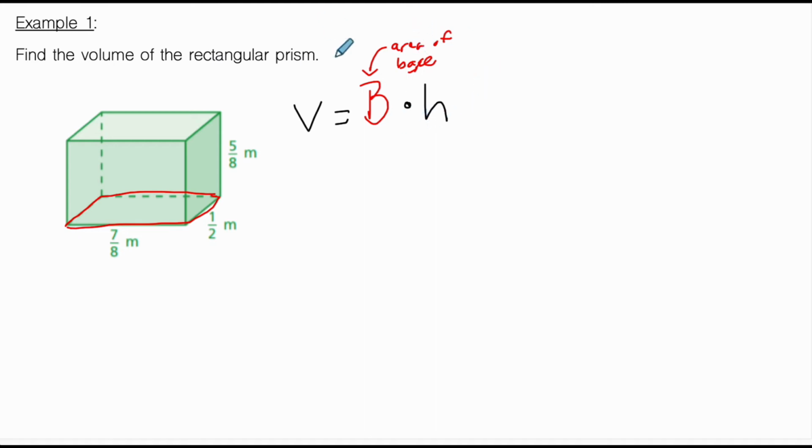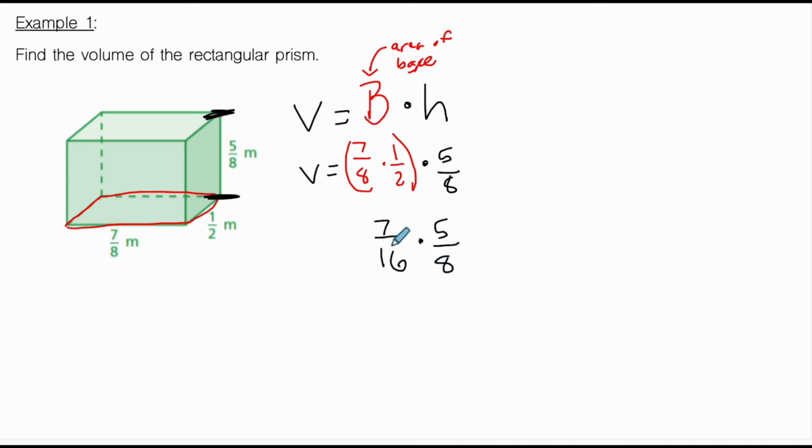All right, so in this shape, the base, as I said, is a rectangle, and the rectangle is length times width, which is 7/8 times 1/2. So that's the area of the base. And the height of this prism is from one base up to the other, straight distance, which has to be 5/8. So times 5/8. And that's it. Now we just have to do some simple multiplication, and that will get us to our volume. So 7/8 times 1/2 is 7/16.